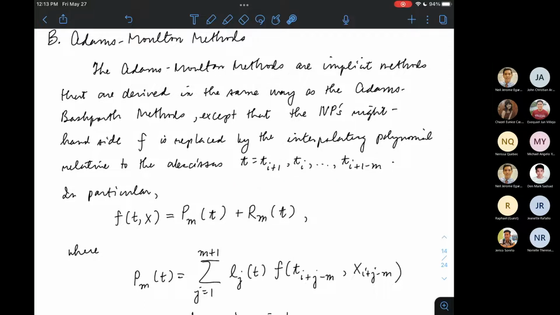So, di ba si f, pinapalitan natin siya ng interpolatory polynomial, right? Sa Adams-Bashforth, simula siya kay t sub i plus 1 minus m, papunta kay t sub i. So we are using m points to interpolate f. So that gives us a degree at most m minus 1 as interpolant for the function f. Pero sa mga Adams-Moulton methods, sinasama natin si t sub i plus 1 as one of the interpolatory abscissas. Okay? So that means we have a total of m plus 1 points to be used in the interpolation.